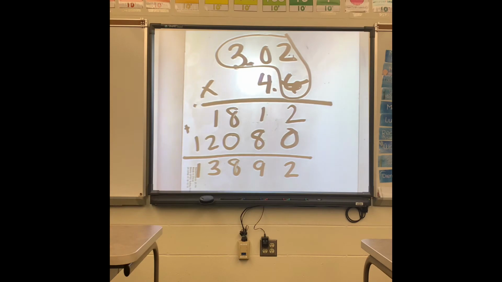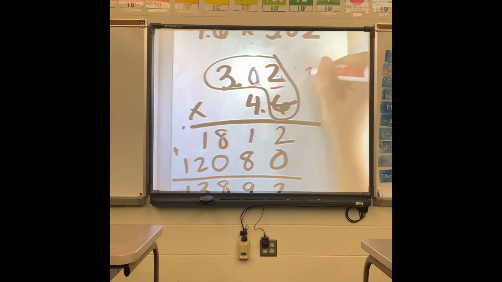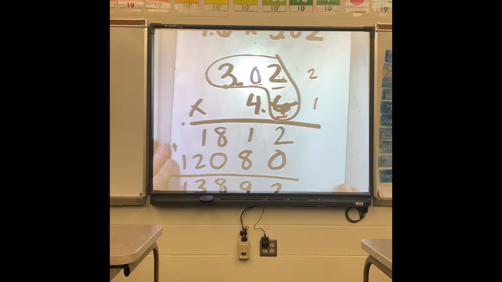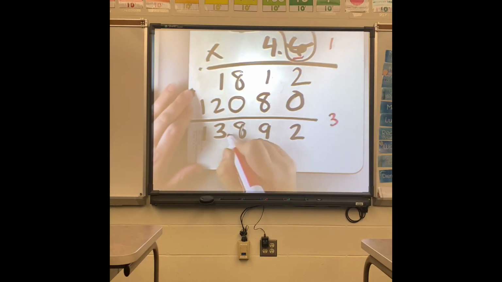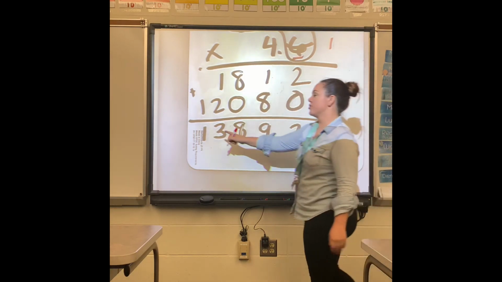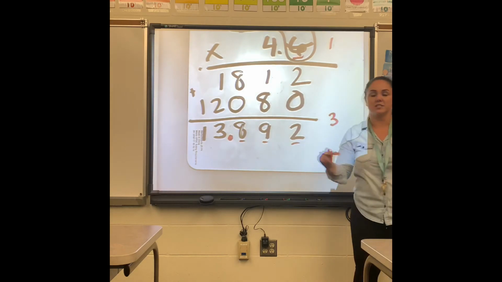Now I need to go back and count. So up here, I have 2 numbers after my decimal. And here I have 1 number after my decimal. So 2 plus 1 is 3. So that means you need to have 3 numbers after your decimal when you're done. So this answer is 13 and 892 thousandths.